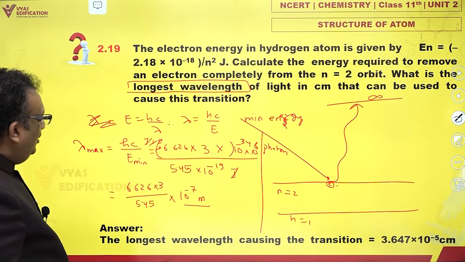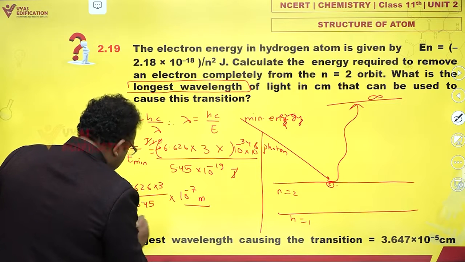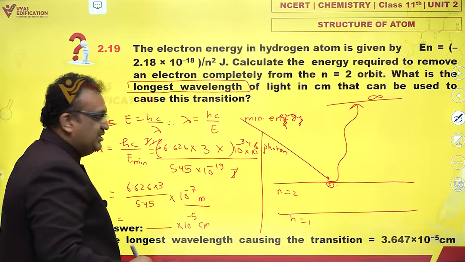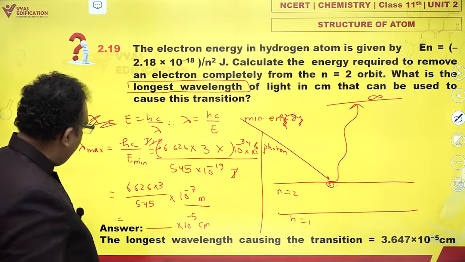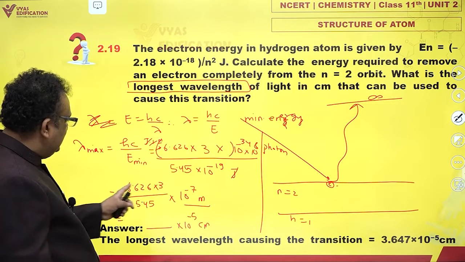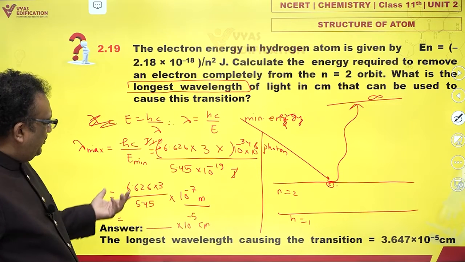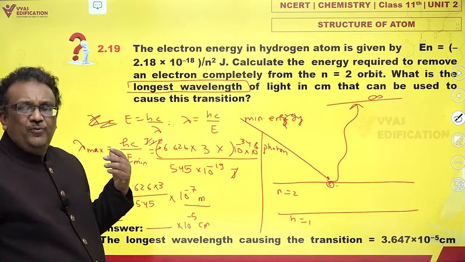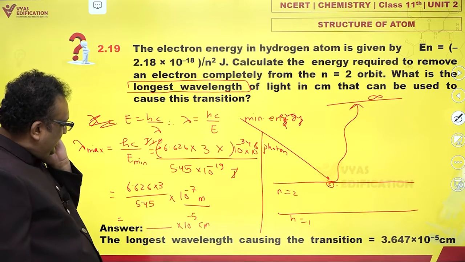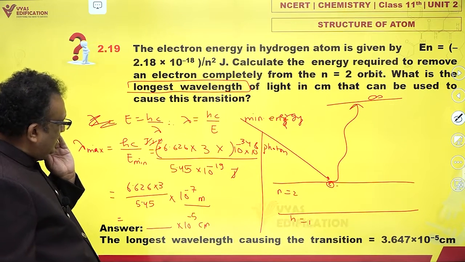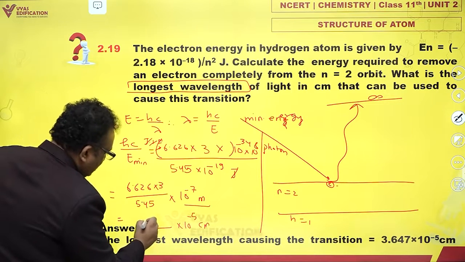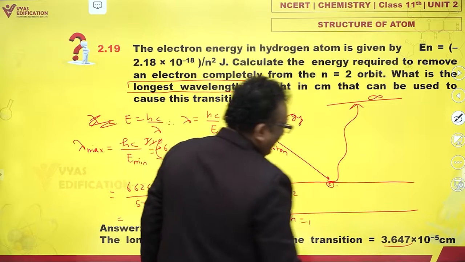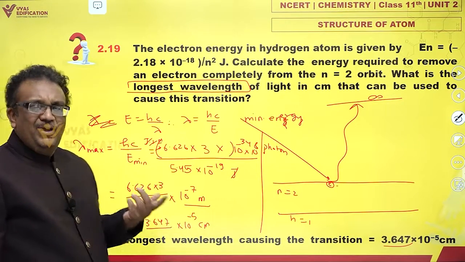Oh wow. Or something into 10 raised to minus 5 centimeter, because 1 meter is 100 centimeter. If I solve this, how much is this? 6.626 into 3 is approximately 20, 20 by 5 would be 4, and 5.45 is a little less than that. It's roughly 3.647. We have the answer also. So we have the final calculated number. Use it and be happy. That's it.